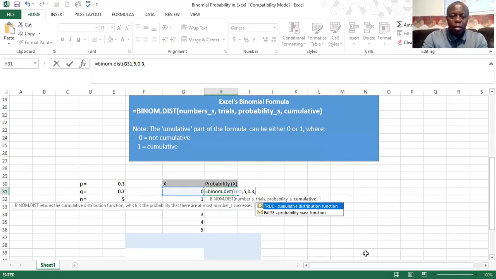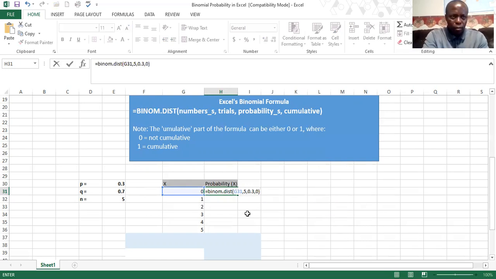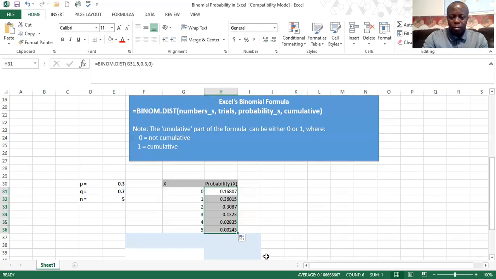Then for the cumulative part, since I'm calculating individual probabilities for 0, 1, 2, I'm going to use 0 for non-cumulative. So I'm going to type 0 here. Then close my parentheses and press enter. That will give me the result, and I can copy this result down right here. See? That gives me all the probabilities I'm looking for. Now with this, we can answer the questions.